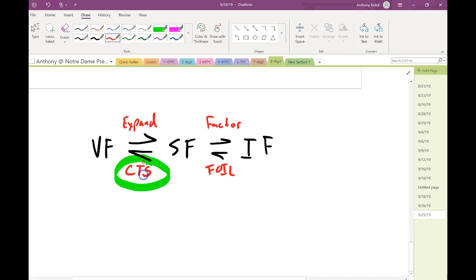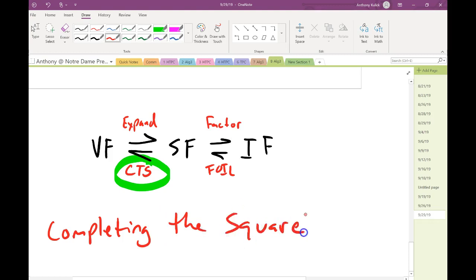And the process that we're going to use there is something called completing the square. I will almost always abbreviate that with the initials CTS, like an acronym, because those are a lot of words to write, and you know, let's be efficient with our writing. Everybody's okay so far?